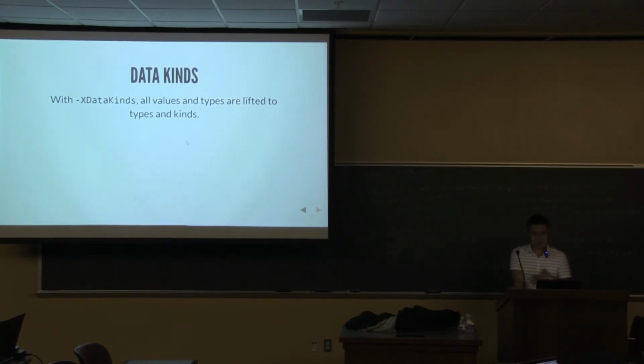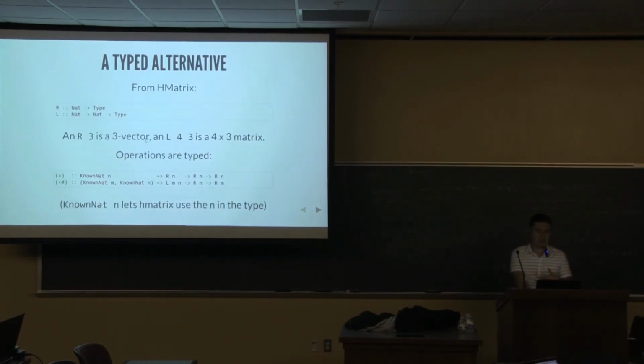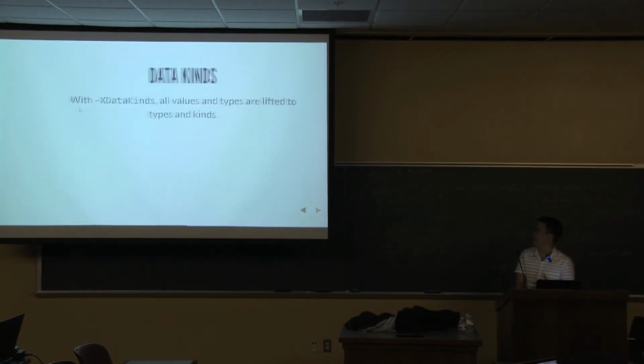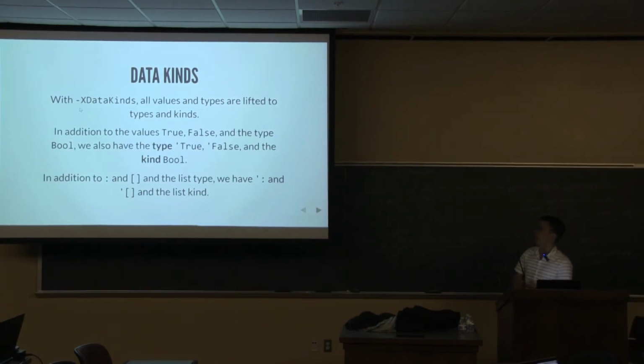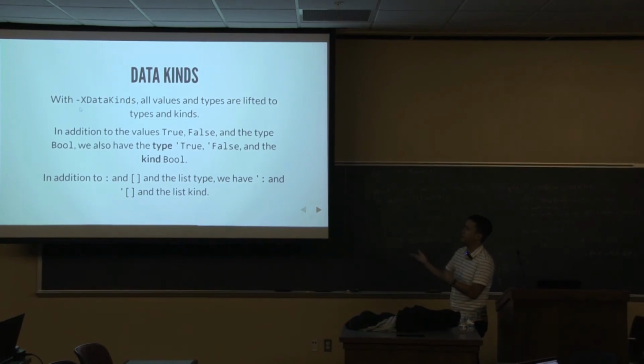So, a quick note: these types N, M, and N have kind Nat. This is enabled using DataKinds. DataKinds in Haskell enables new types and kinds, so every value and type gives you also a type and a kind. In Haskell with DataKinds, the values True and False of the type Bool will now also give you the types True and False, and the kind Bool.